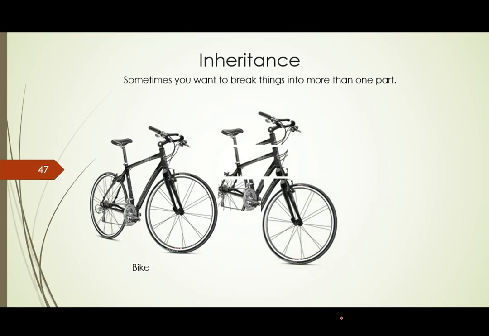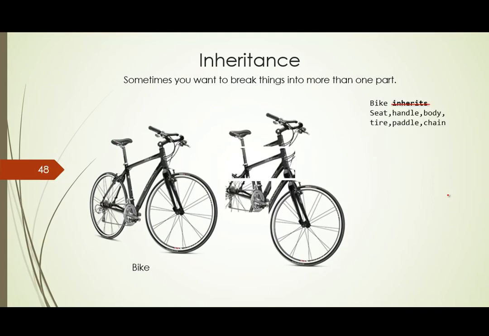So that's the theory. What we want is for the bike to inherit from seat, handle, body, tire, pedal, chain, etc. But the problem is that C# supports only one class at a time for inheritance, so you cannot inherit from multiple classes at once. Some languages do support that, like C++, but Java, PHP, C# and VB don't support that. So what can you do about it?